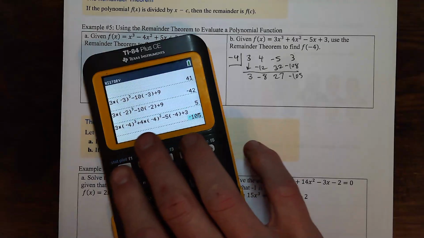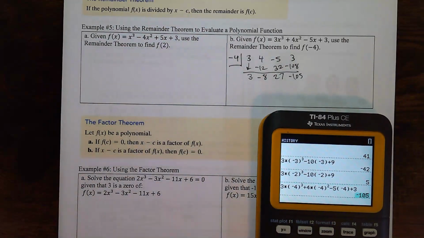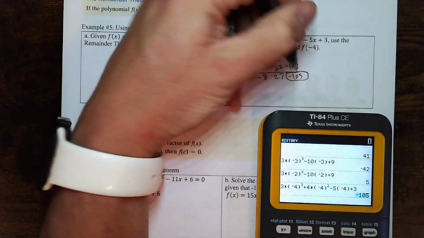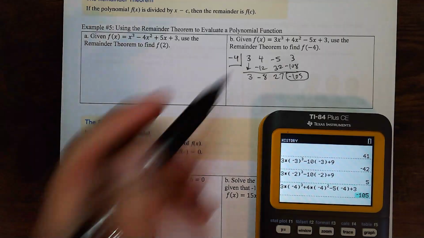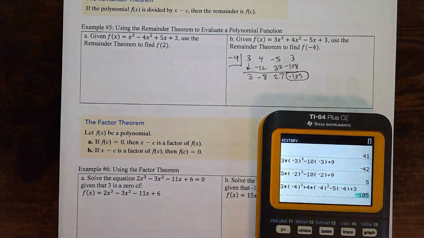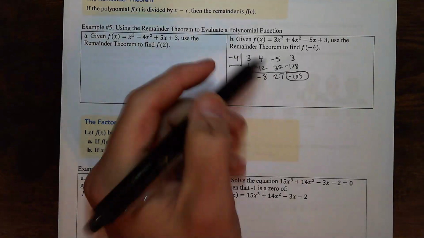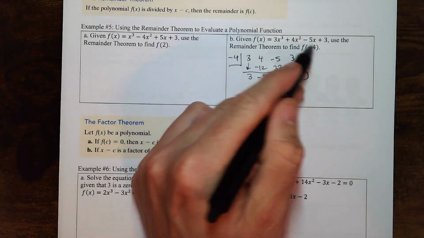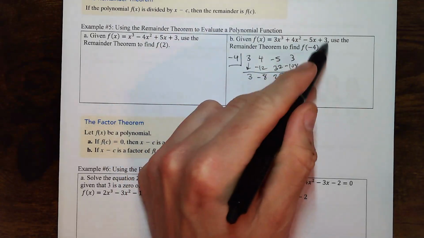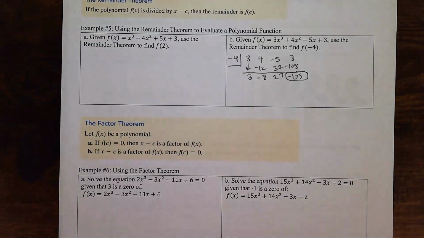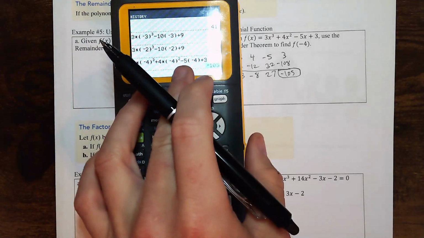Well, notice that when you plug in -4 in there, you get -105. So what does the remainder theorem say? The remainder theorem says whatever your remainder is, it's the same as when you evaluate the function for that input value. So basically, using the remainder theorem means you do synthetic division with -4 on this polynomial. Whatever you get for your remainder will be equivalent to what that polynomial would be if you plugged in -4 for its x. Now, if it was me, I would just go ahead and do that.